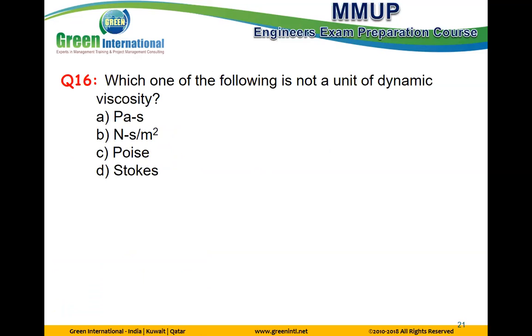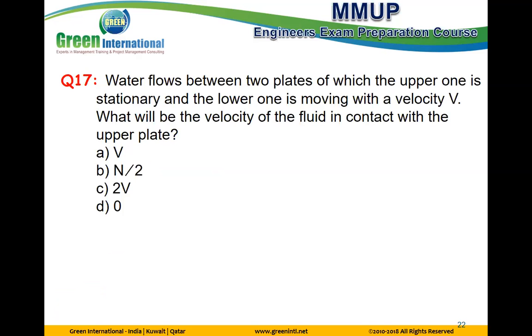Which one of the following is not a unit of dynamic viscosity? Stokes. Correct. Water flows between two plates, of which the upper one is stationary and the lower one is moving with a velocity V. What will be the velocity of the fluid in contact with the upper plate? 0. And the lower plate? It's V. Yes. Does anyone have a problem with this question? No, none. Clear for all?